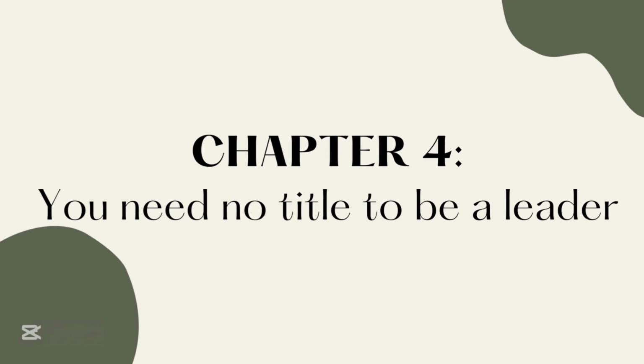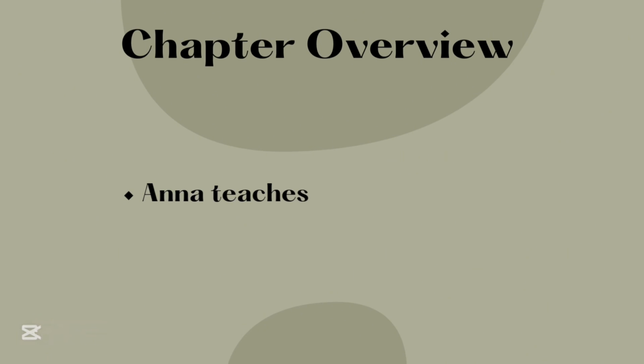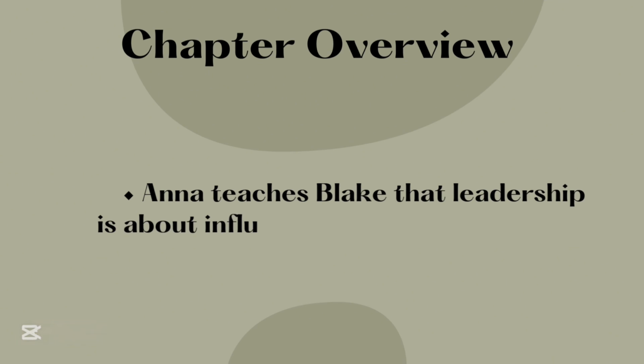Chapter 4. You need no title to be a leader. In this chapter, Anna teaches Blake that leadership is about influence and not position. The main idea of this chapter is that Anna, one of the mentors, shows Blake how small actions can impact lives. The key lesson of this chapter is that we should be proactive and go the extra mile in everything we do. For example, a receptionist who greets clients warmly, solves problems, and creates a positive work environment.